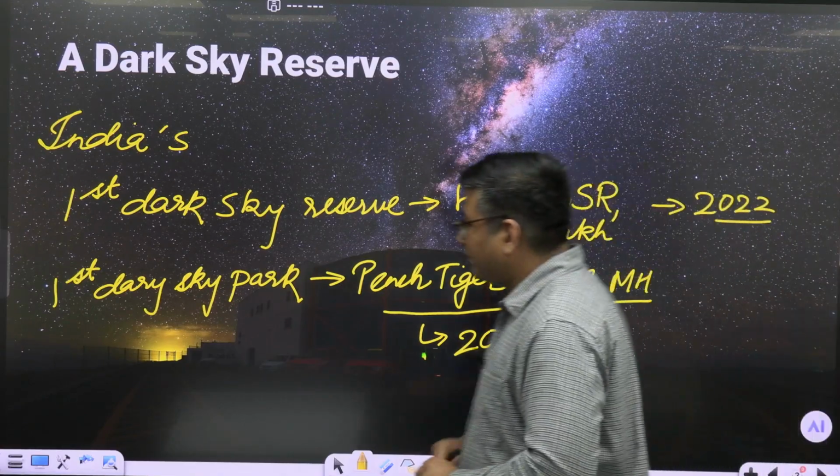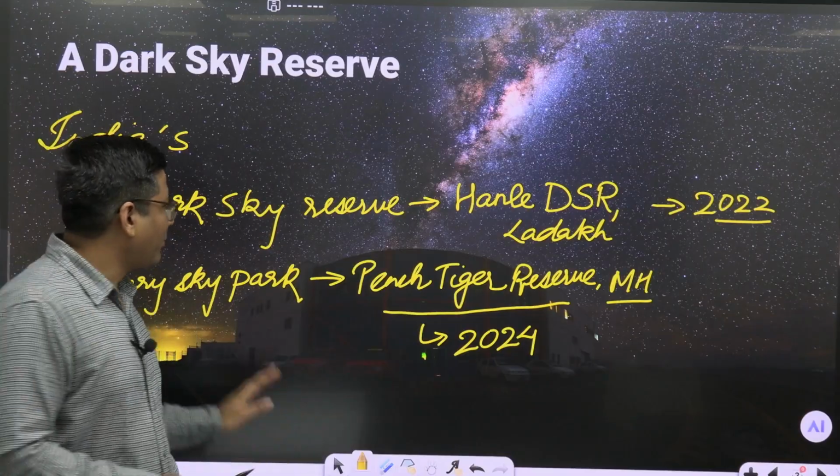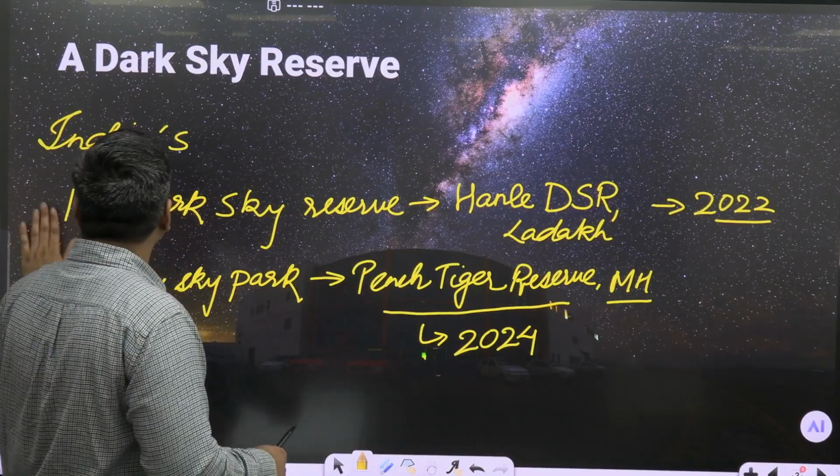So dark sky. Now what do you see in a dark sky apart from this? Now we want to focus upon.